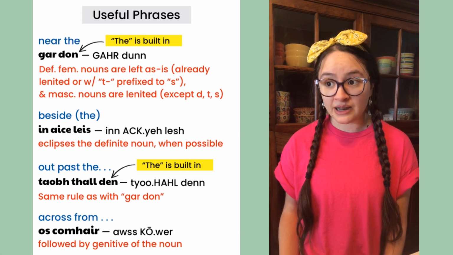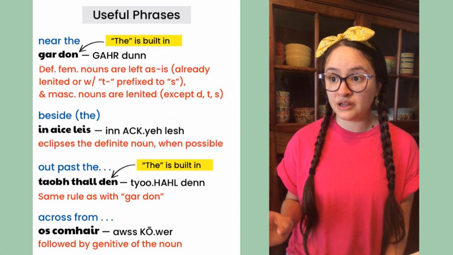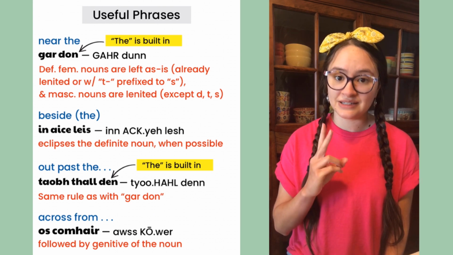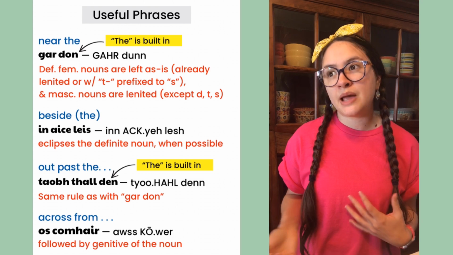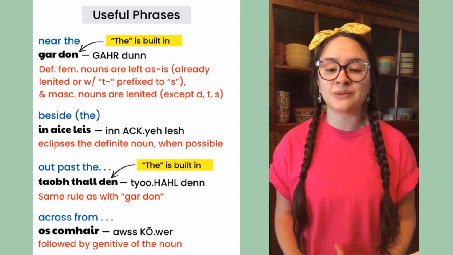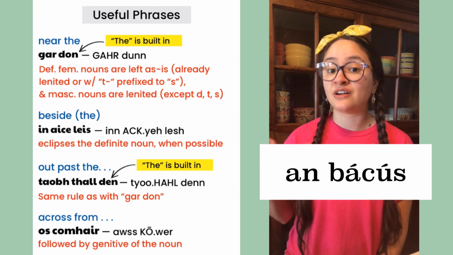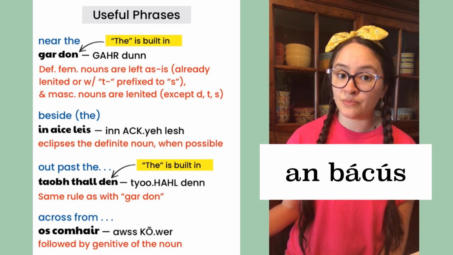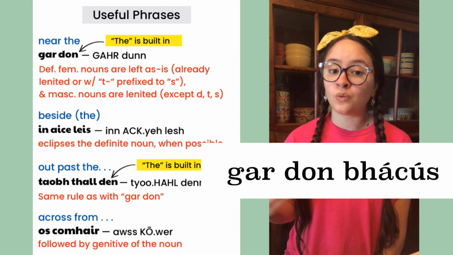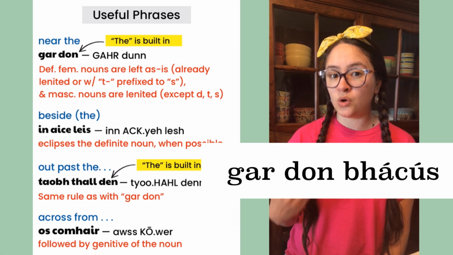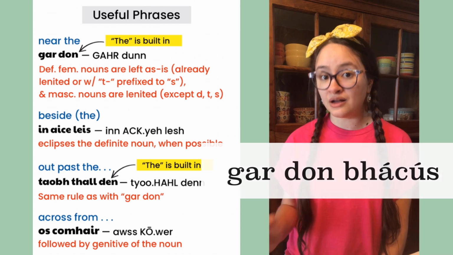But with masculine nouns, after gar-dun, they are lenited, except for words beginning in D, T, or S. So an example would be the bakery, which is a masculine noun, bakus, but when you put it after gar-dun and say near the bakery, gar-dun-wakus, you lenite the B. B turns to W. Gar-dun-wakus.